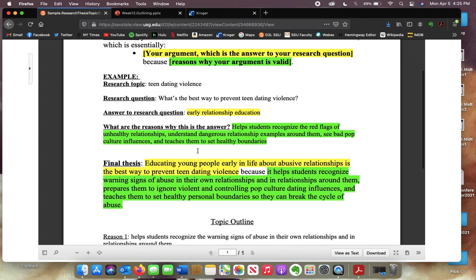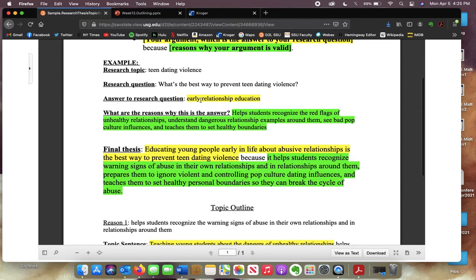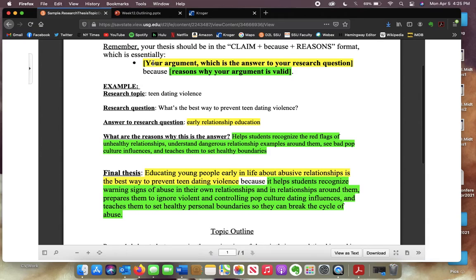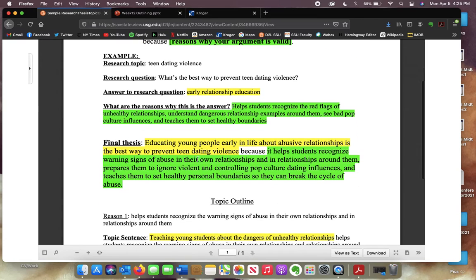So again, topic, teen dating violence. Question, what's the best way to prevent teen dating violence? My answer is early relationship education, which is my argument, which is the answer to my question. So it's yellow. And then the reasons that I listed before. So my final thesis, like I said, you see at the beginning, it's highlighted yellow. This is the answer to my question because, and then we've got the reasons.